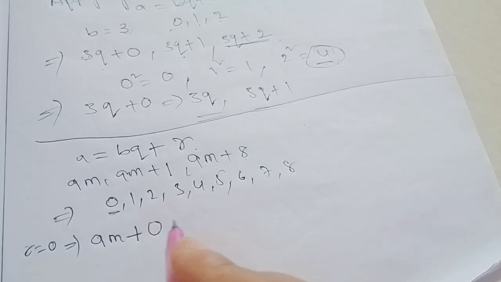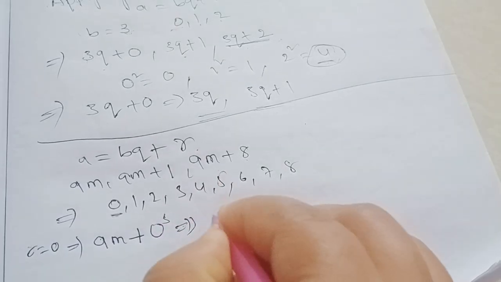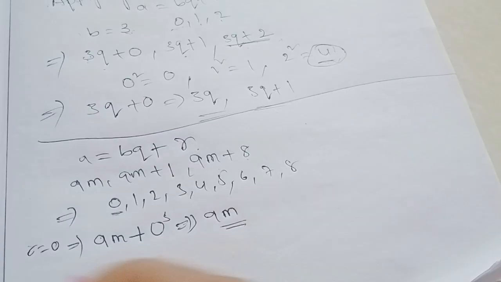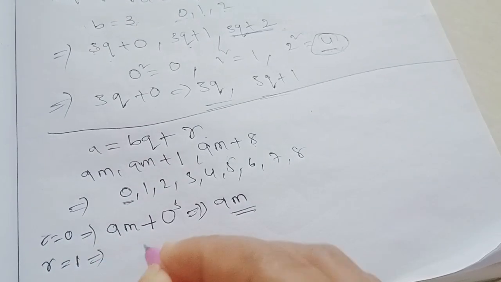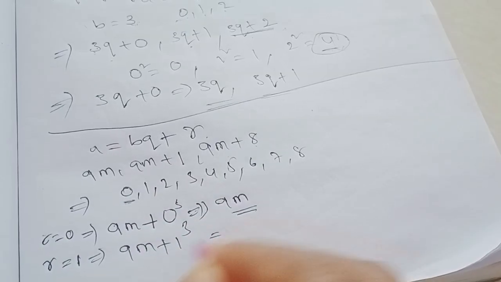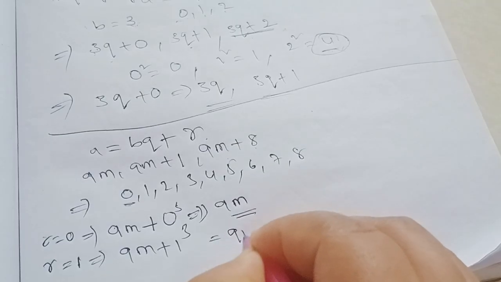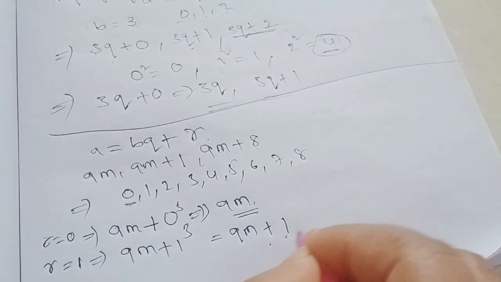9m plus 0. So cube, what is given in the question? Cube of any positive integer. So 0 cube is equal to 0, so 9m. The answer is 9m. Next, R is equal to 1. So (9m plus 1) cube. 1 cube means 1, so the answer is 9m plus 1. This is also proved, and this is also proved.